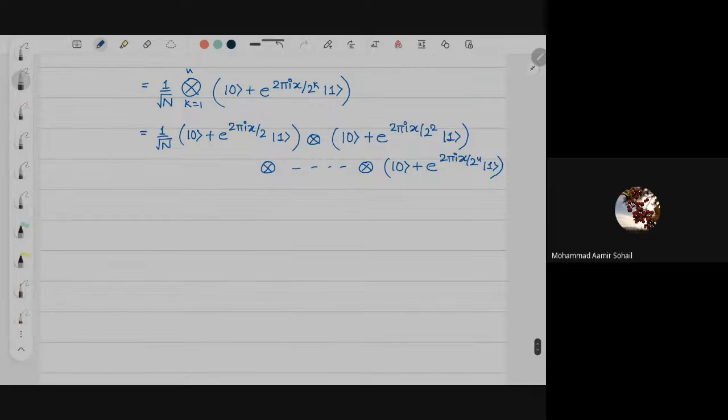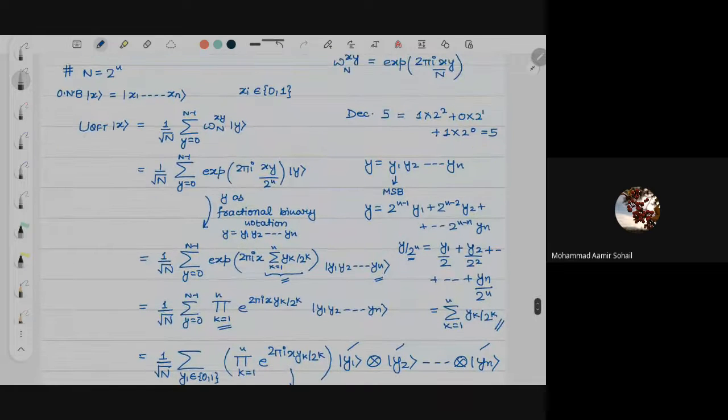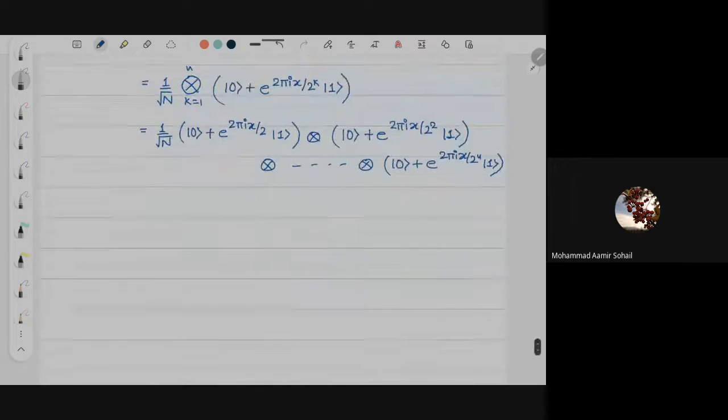So this is what we get after applying the quantum Fourier transform, the unitary matrix, on the i state, on the orthonormal basis, basically. So on the orthonormal basis, which is represented in the binary form. So this is what we get here.